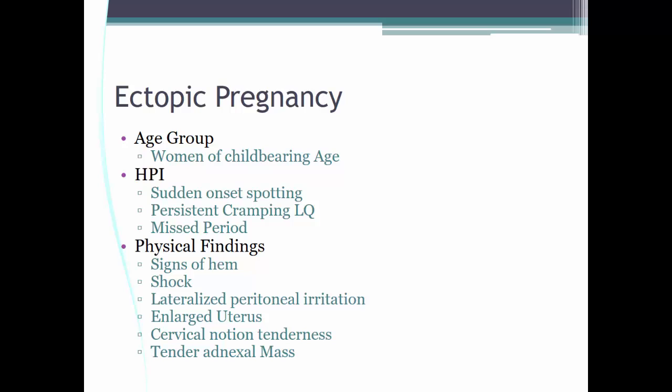Before we go into the symptoms and signs, the most common site of ectopic implantation is the fallopian tube, followed by uterine, cornual, and basically the cervix.